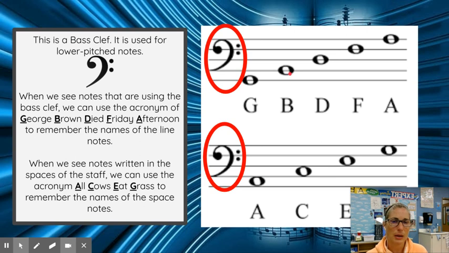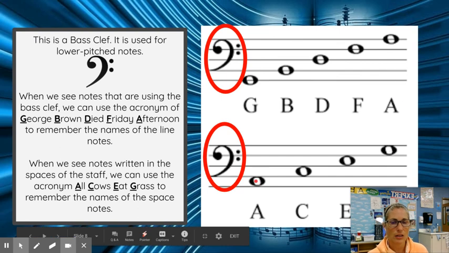The space in between B and D, right here, is C, and here it is. The space in between D and F is E, and here it is. And the space between F and A is G, and here it is. So for our space notes in the bass clef, we have A, C, E, and G.